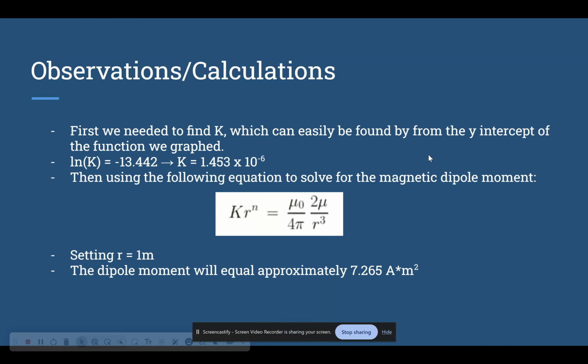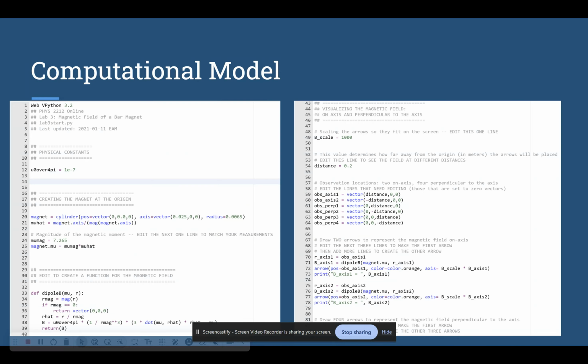Alright, so for the calculations, first we needed to find k, which can easily be found from the y-intercept of the function we graphed. All you have to do is solve for k using ln of k equals negative 13.442, and you get k. And you can find the dipole moment by setting r equal to 1, and we got that to be 7.265.